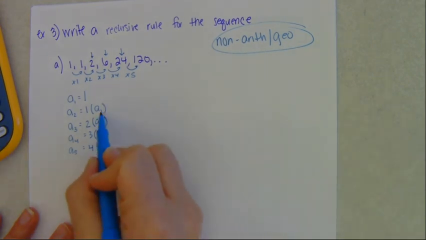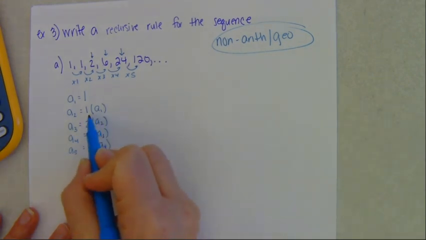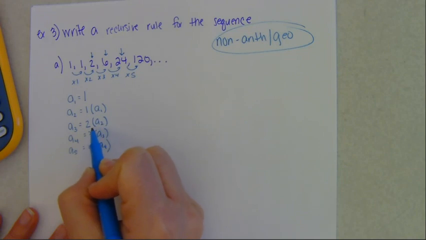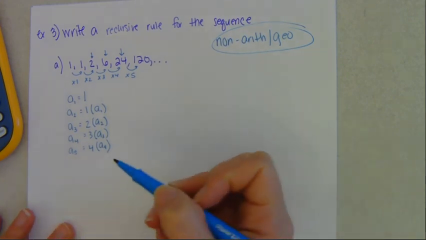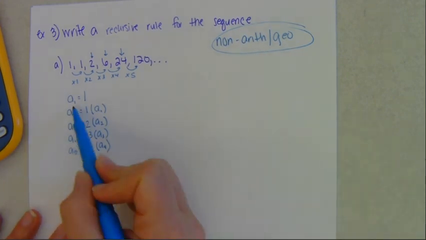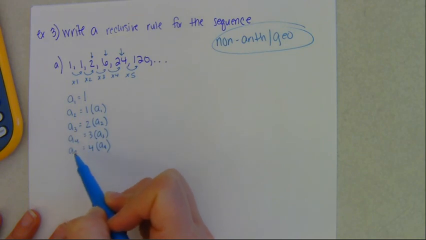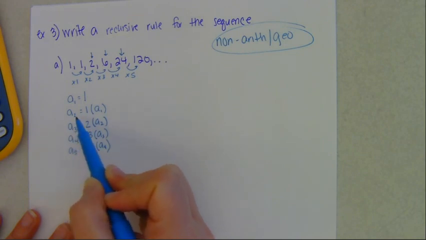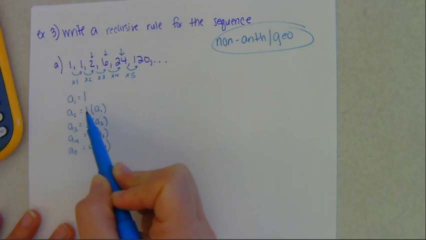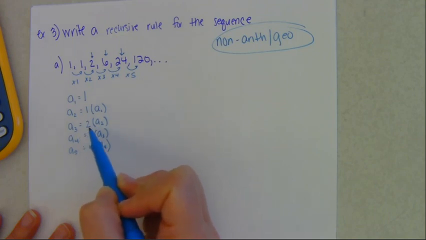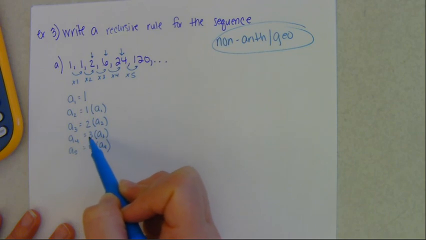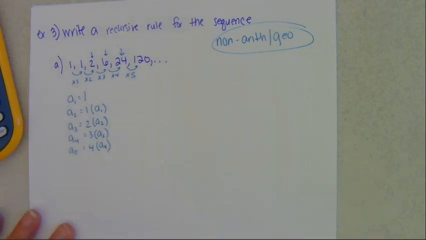So my first term is multiplied by 1. My second term is multiplied by 2. Do you see how these numbers are matching? Okay, so that's a pattern that we can see and say, okay, we got a pattern there. Now compare them to the term number. So my second term, I'm multiplying by 1. My third term, I'm multiplying by 2. My fourth term, I'm multiplying by 3. So can you see how we're always multiplying by 1 less?